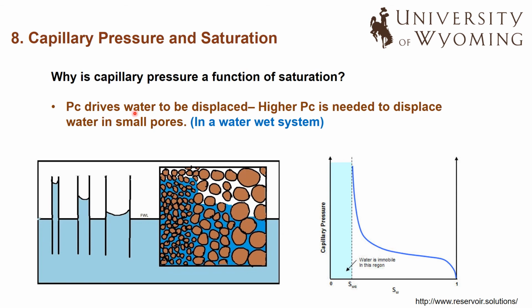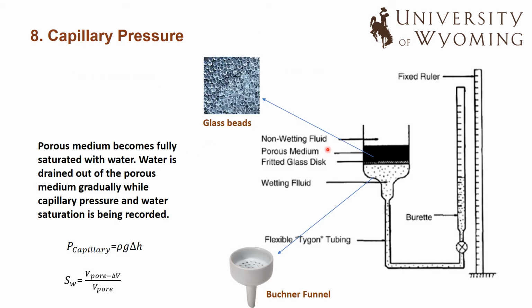So in general, capillary pressure drives the water, or displaces water, from larger pores before smaller pores in a water-wet system. So in our experiment, you will use this setup. We will have this funnel and a pack of glass beads. And then we will have the water level up to the top of these glass beads. And at the same time, the water level will be the same on this side of the burette.